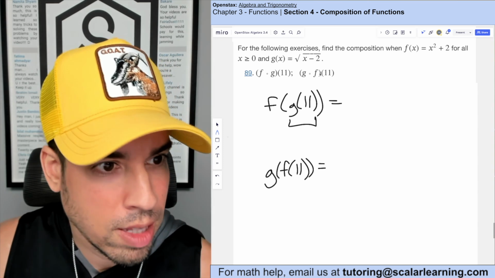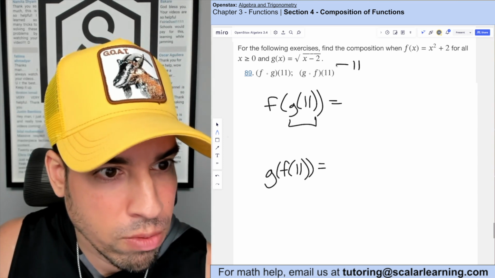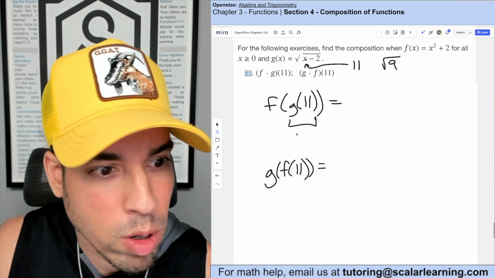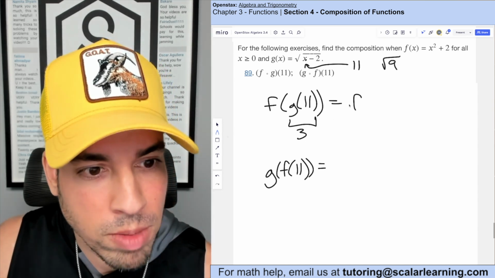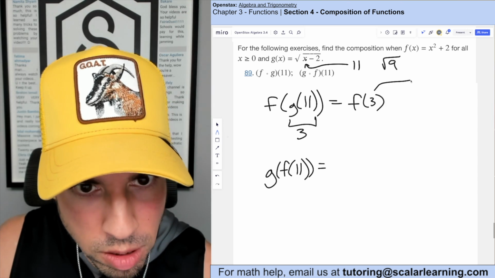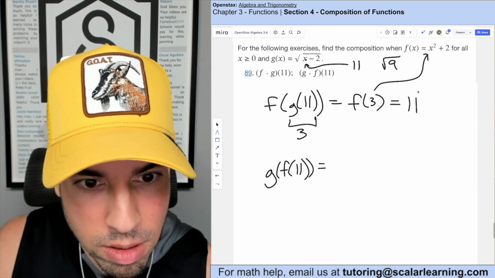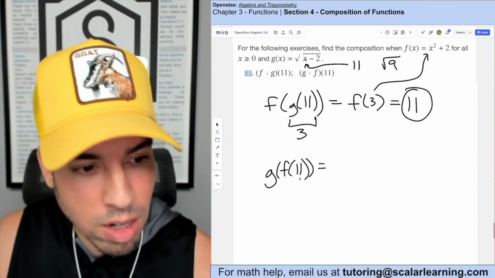So we're going to start from inside and then go out. So what is g of 11? I'm going to plug in 11 for x in g of x. So that's 11 minus 2, which is 9. Square root of 9 is 3. So now I'm taking f of 3. So we're going to plug it in here. 3 squared is 9 plus 2 is 11. Boom, done. And then now we're going to go the other way.